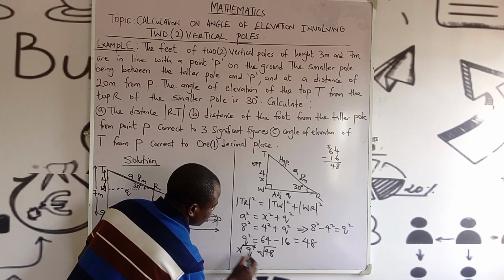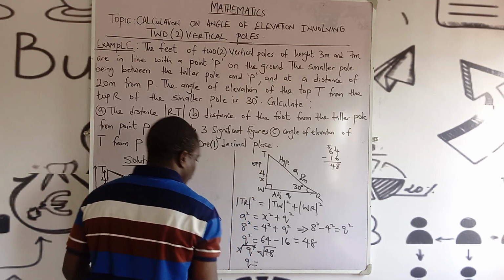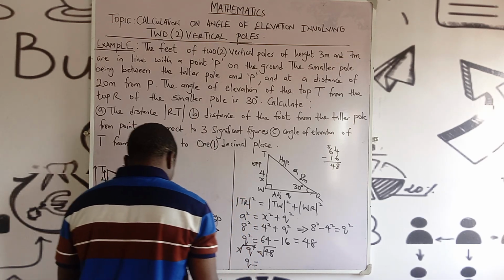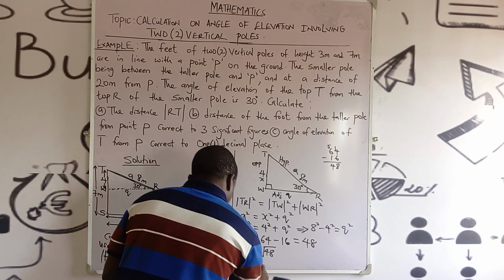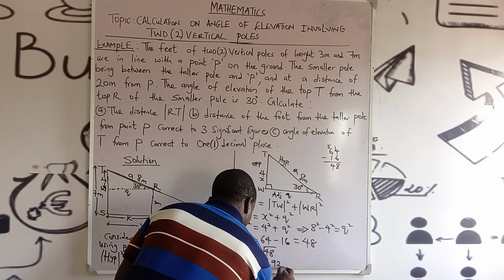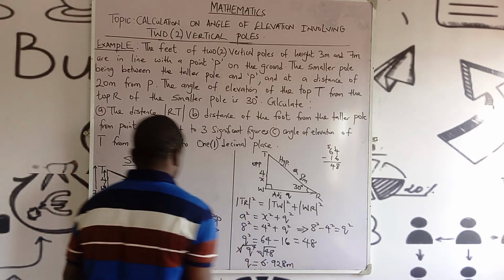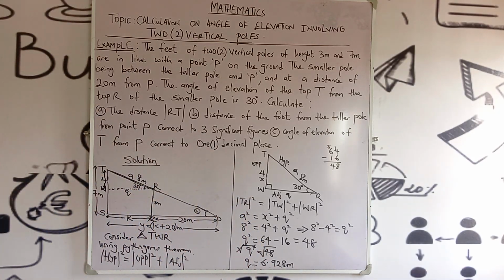These two cancel the square root. Your Q now equals square root of 48. When you press your calculator, the square root of 48 is 6.928 meters.